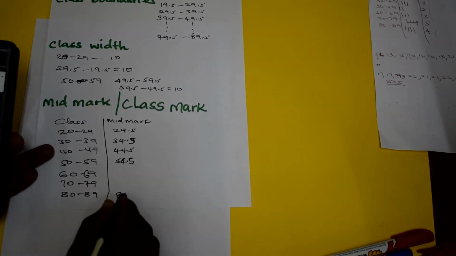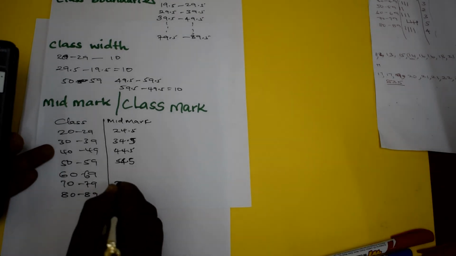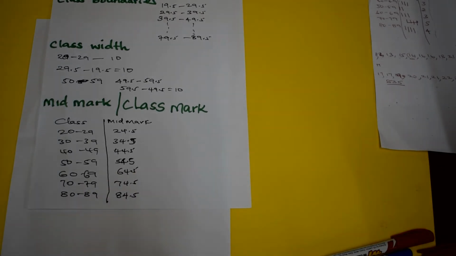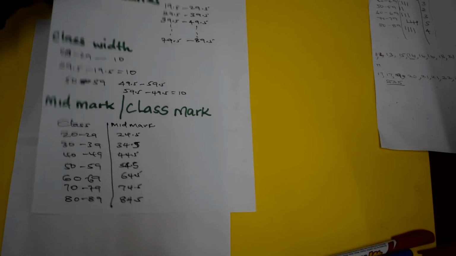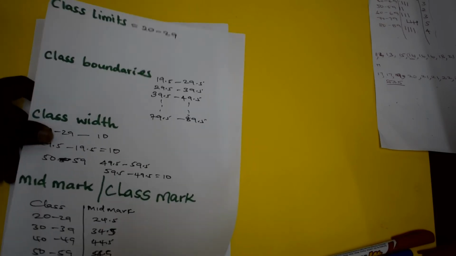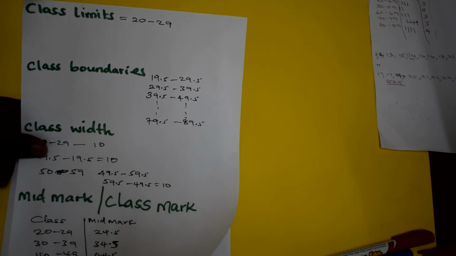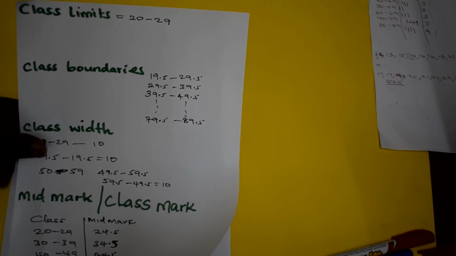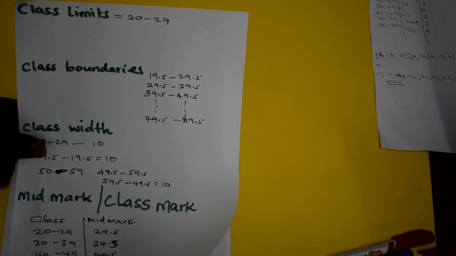All the way to 84.5. We call that the class mark. They are going to be very useful in our calculation. So we have the class limit, and the class limit we get from the class 20 to 29. 20 becomes the lower class limit, 29 becomes the upper class limit. We have the class boundaries, which I have said we form by subtracting 0.5 and adding 0.5 to make the classes continuous. So we have 19.5 becoming the lower class boundary and 29.5 becoming the upper class boundary.